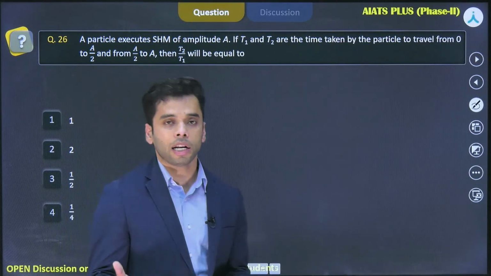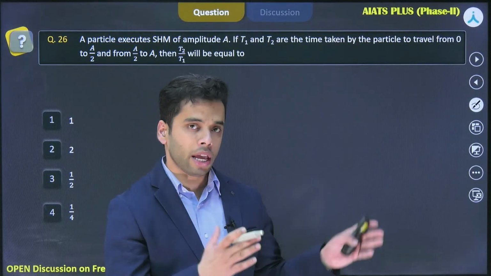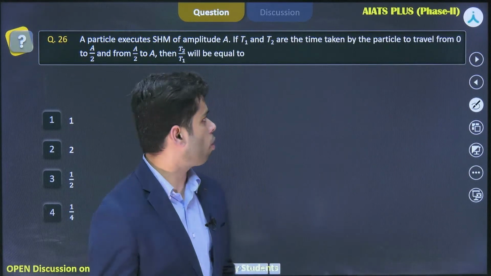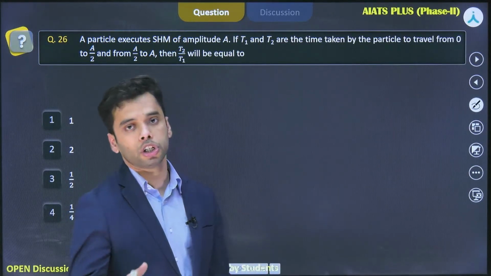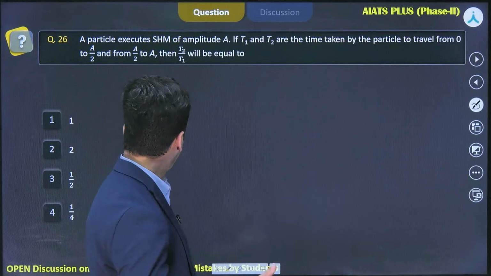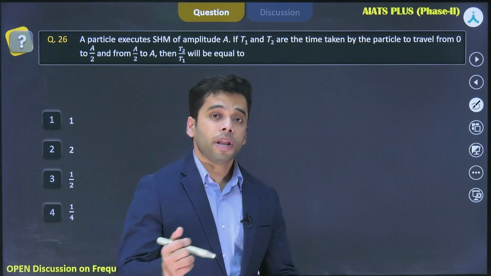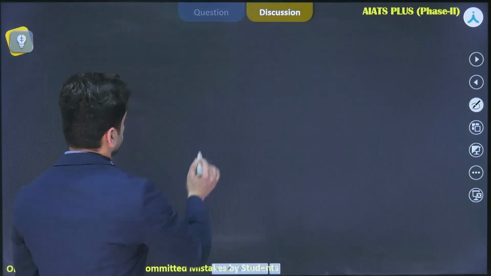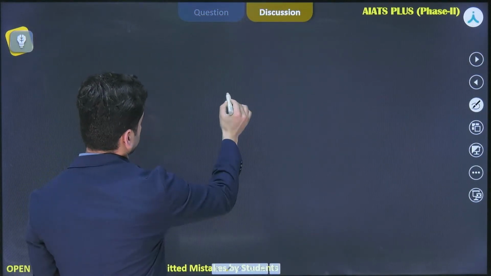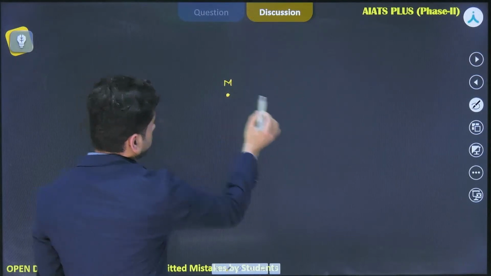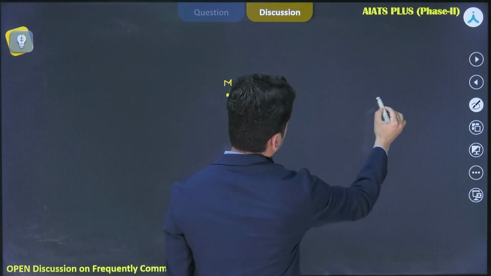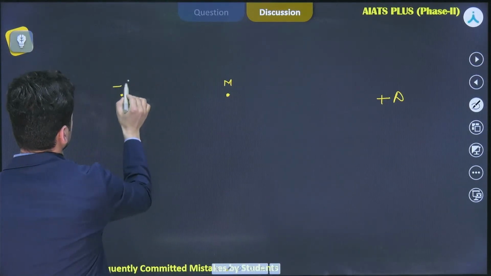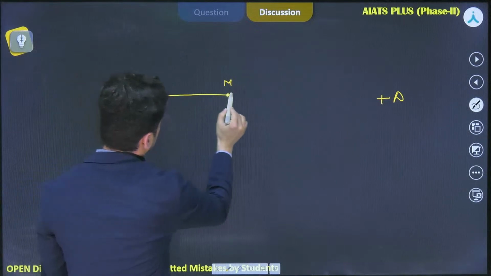So you have been given a particle that is executing SHM with an amplitude a. You have been given 2 times, t1 and t2. T1 is the time taken for the particle to travel from the mean position to a by 2, and t2 is the time taken from a by 2 to the extreme. So let me give you the diagram. So you have a particle which is executing SHM. This is my mean position. This is my positive extreme. And this is my negative extreme. Right? So it is something like this.